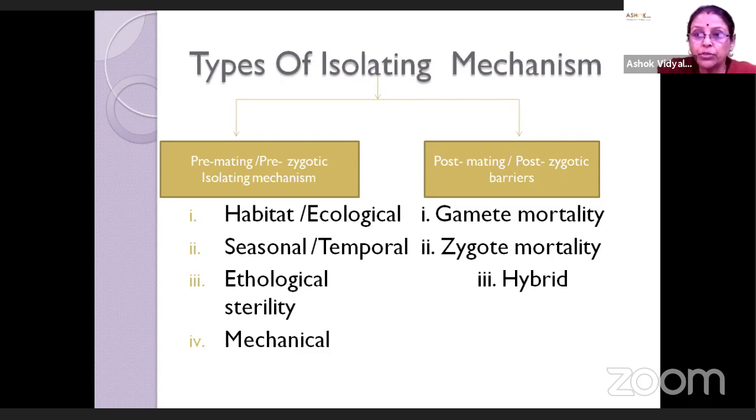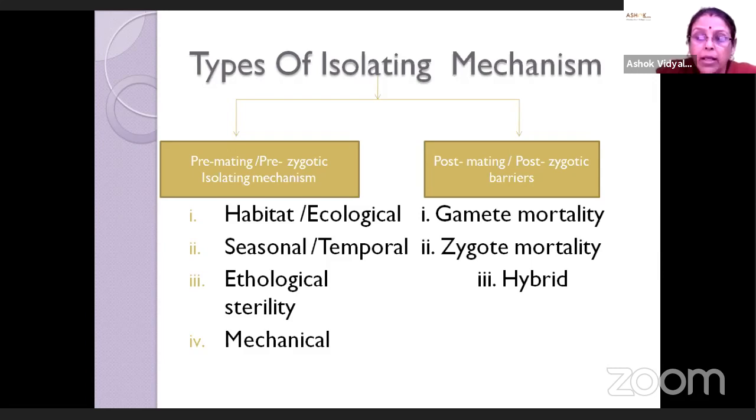Next, you see post-mating or post-zygotic isolating mechanism. It includes gamete mortality. Gametes are formed after the reduction division, male gamete and female gamete. Chances are that due to limited lifespan, if union of the two gametes does not occur in due time, the gametes will die. There will be mortality. This is known as gamete mortality.